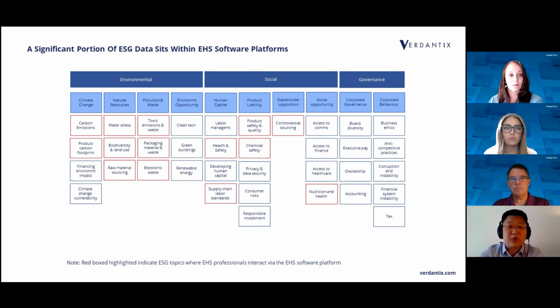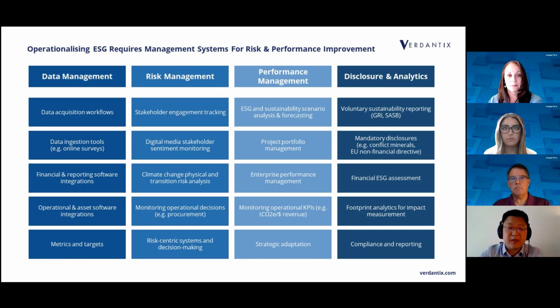Facilities data and energy consumption across buildings may be within your building management system. Supplier code of conduct might be in your procurement or sourcing software. But when we map the issues to software systems, the ESG data very often we found does sit in EHS management systems. We have also seen a gradual maturity in corporate practices from disclosure and reporting more towards ESG risk and performance improvement.